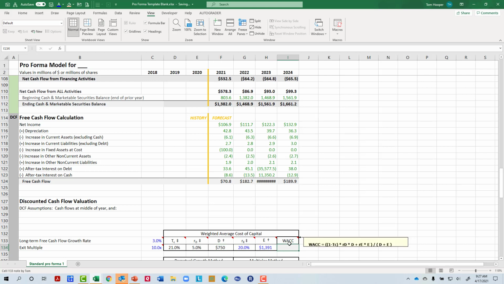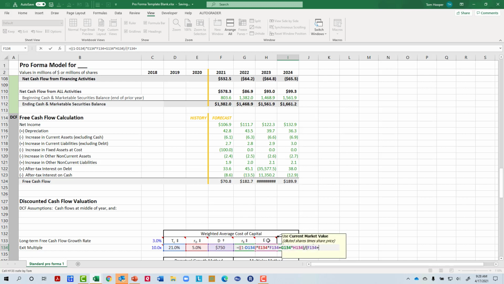And so remember that formula for WACC. It was equals 1 minus the tax rate times the cost of debt times the amount of debt plus the cost of equity times, if I click right here, it's going to edit my formula, so I'm going to click right here and go down 1 to get the amount of equity. I'm going to divide all of that by the amount of debt plus the amount of equity, and see that my weighted average cost of capital is about 14%.